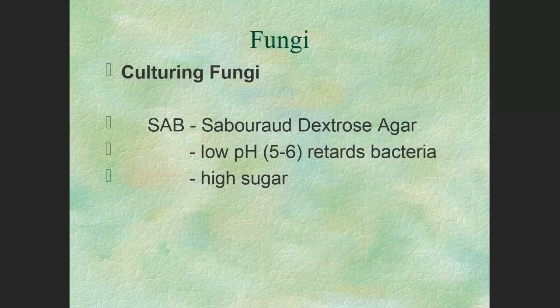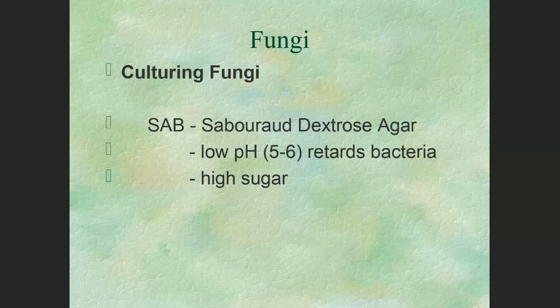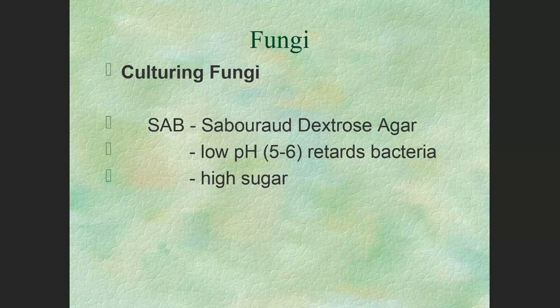When we grow fungi, we use special agar plates. So the agar that's used is Sabouraud dextrose agar. It's an agar that is low in pH, so it's acidic, which can inhibit bacteria. It's also high in sugar, so it's hypertonic, which also can inhibit bacteria. And so does anyone know what we call that kind of medium that allows some microorganisms to grow while inhibiting others?